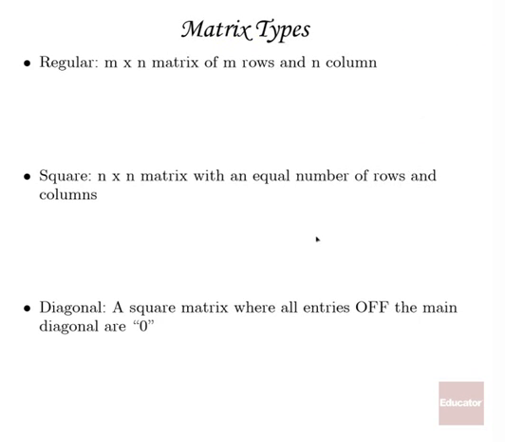Okay. So, let's recap what we've done here. We're talking about matrix types here. A regular matrix is just an m by n matrix of m rows and n columns. So, let's say we have 1, 6, 7, 3, 2, 1. This is 2 rows and 3 columns. This is a 2 by 3.